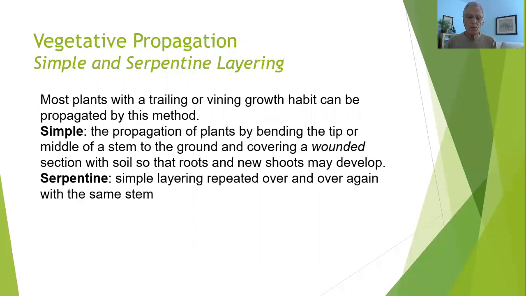Simple is the propagation of plants by bending the tip or middle of a stem to the ground and covering a wounded section with soil so that the root and new shoots may develop. Now, you can do that at the extreme tip or maybe back a couple inches, as we'll see in a picture in just a moment. Serpentine is simple layering, just repeated over and over again. So if you have a really long stem, you can bend it into the ground, wound the stem, take it above the ground, back into the ground, and you get multiple plants out of the same process.